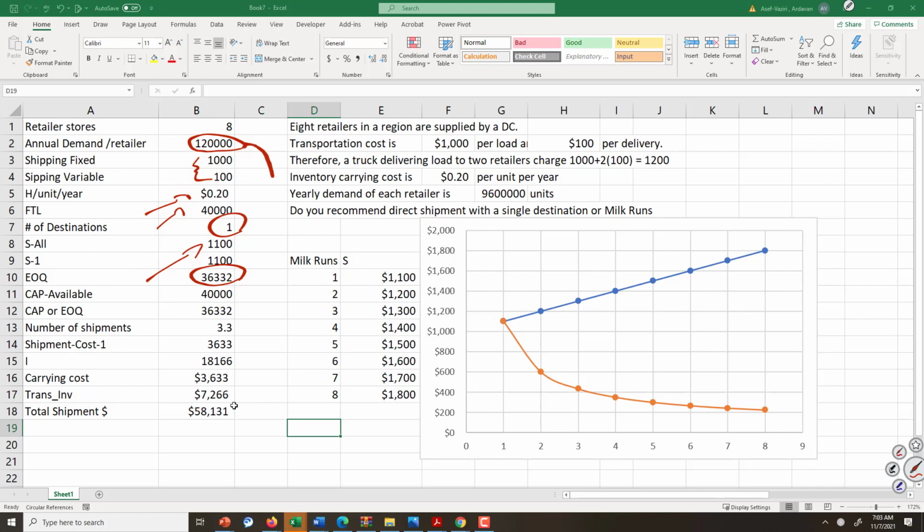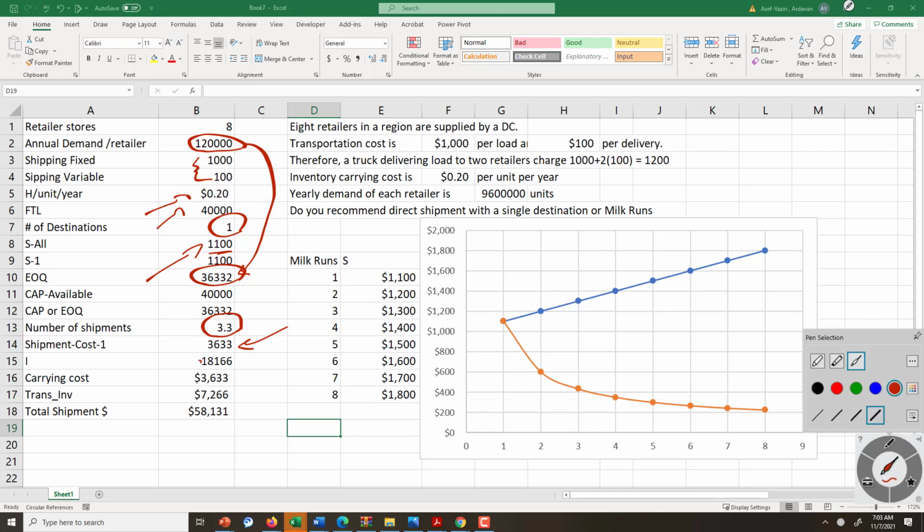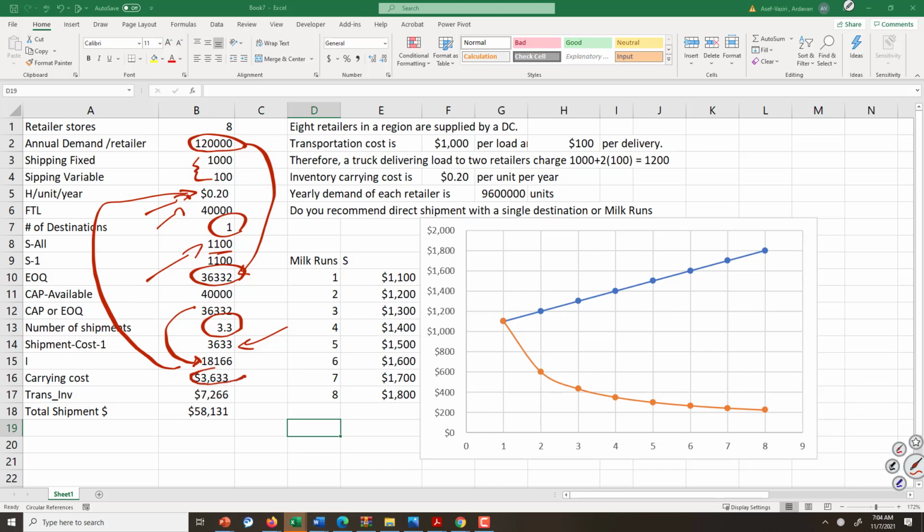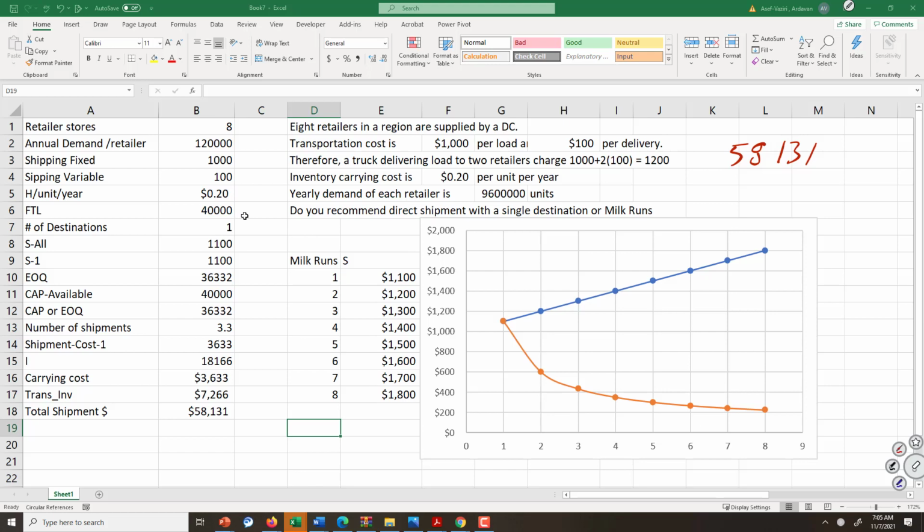In that case, demand divided by EOQ leads to 3.3, and if we multiply it by the fixed cost, we will get this much as our transportation cost. Average inventory or cycle inventory is half of this value, which is multiplied by the carrying cost per unit per year, and it becomes this one. If I add carrying cost to the shipment cost, this is total cost for one destination, and this is total cost for all 8 destinations. Each of them gets direct shipment. There will be no milk run. 58,131.